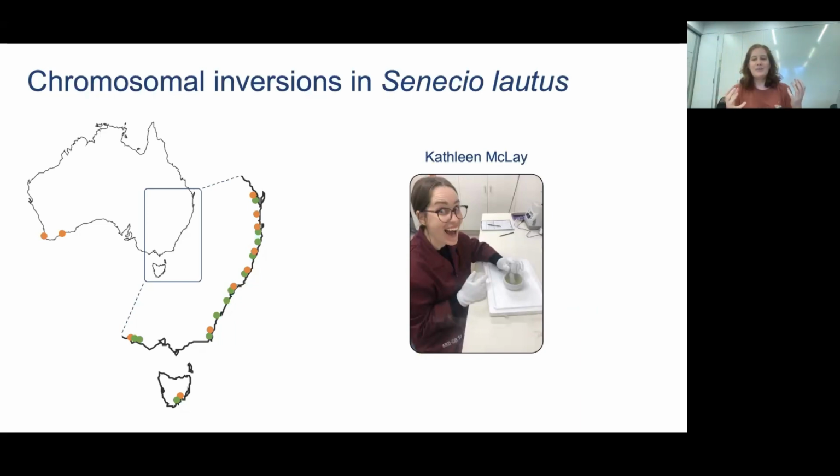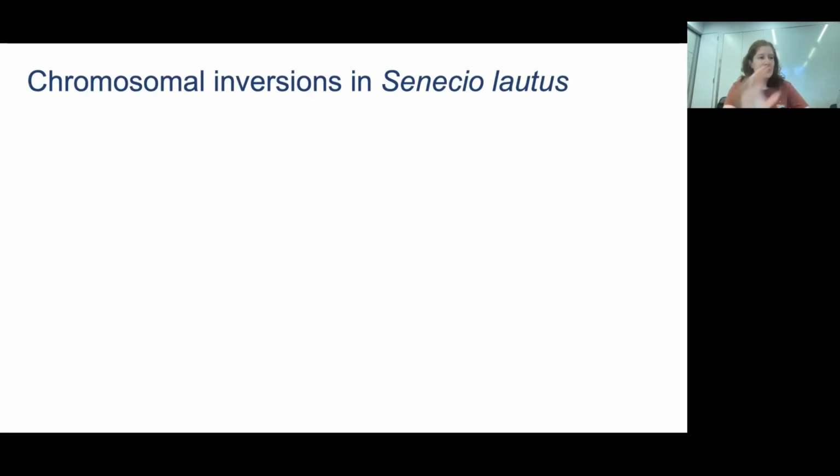She's using a combination of whole genome sequencing and Hi-C data from a bunch of dune and headland replicate populations, as well as some other ecotypes. So I'll show you some of the stuff that she's doing. Again, don't worry about the details of the figures on this slide. We can discuss it later if you're interested.